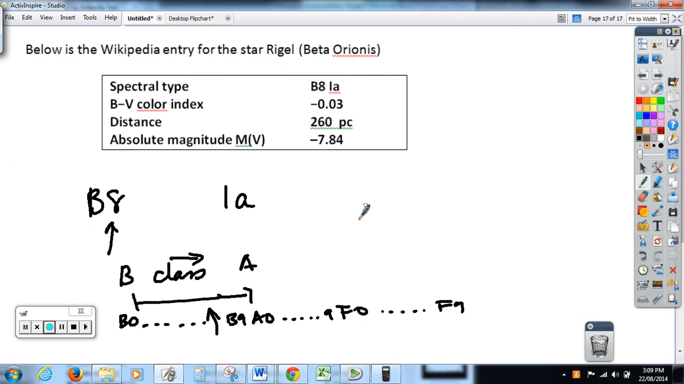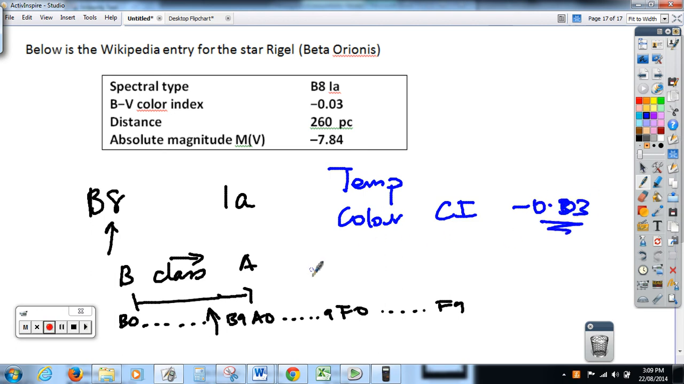Now, knowing that, we can determine a few things. If we know that it's a B8, we can work out the temperature of the star. That's a surface temperature. We also can work out the colour and the colour index of the star from that. Well, we're actually given the colour index. The colour index is negative 0.03. So we know that the colour of this star, because it's approximately 0, is white, which makes sense because these colours here in this section are all white.